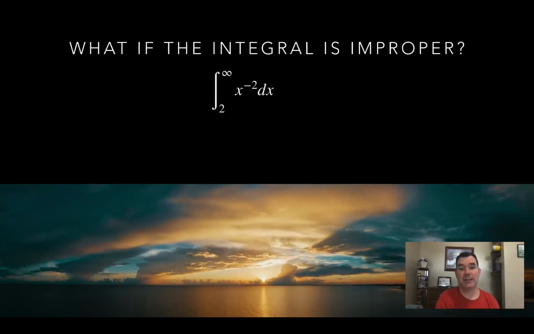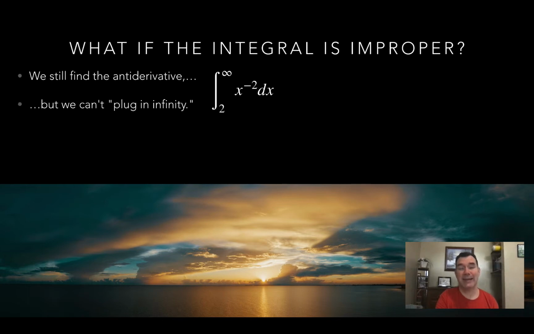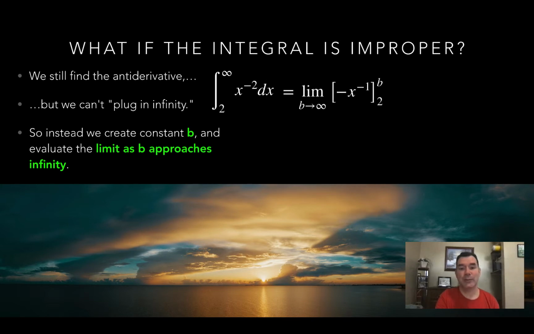So what if the integral is improper? And what that means is one of your endpoints is infinity instead of a constant. So I still do find the antiderivative. So I'm going to find the antiderivative of x to the negative 2, but what do I plug into it? I really can't plug in infinity. That doesn't make sense. So what I have to do instead is take the limit as b goes to infinity. Instead of using infinity, I set up this constant b and let b go to infinity and treat it as a limit.